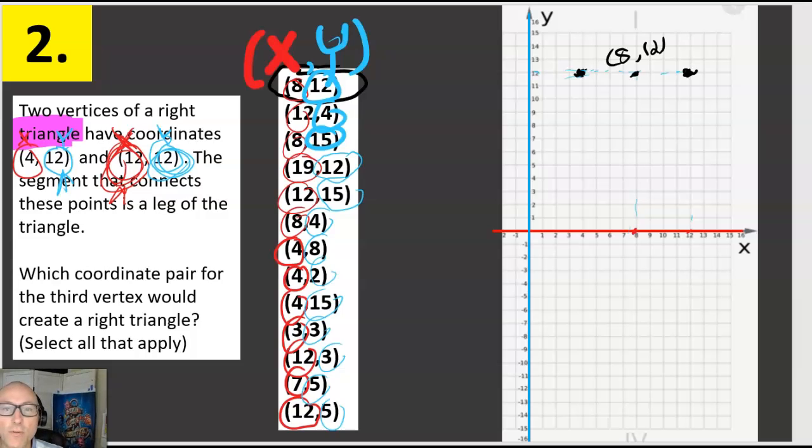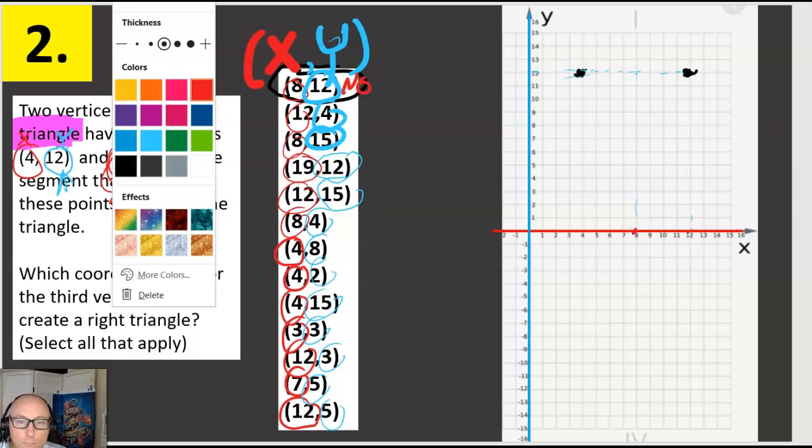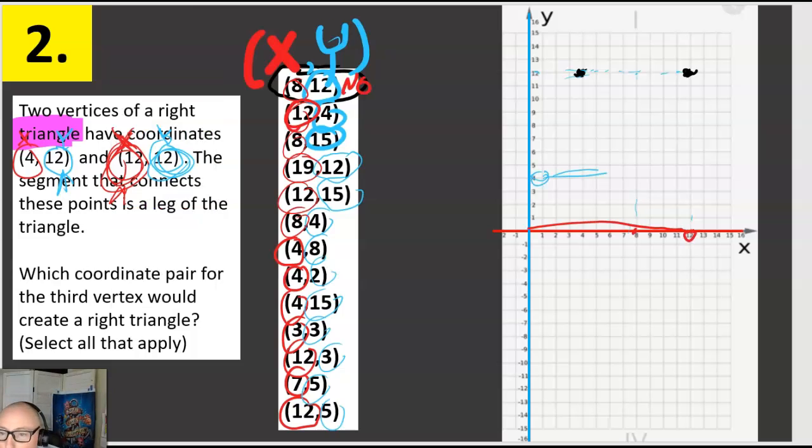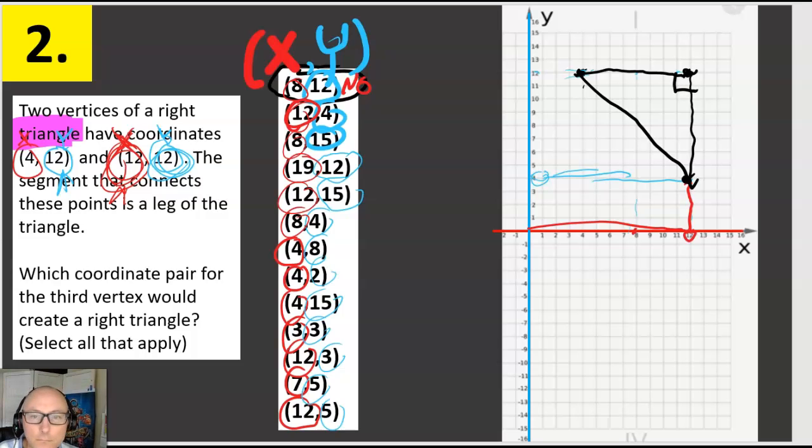Okay, does 8, 12 give us a right triangle if we connect these dots? No, that's a straight line. That's not going to work. So, no. Sorry, not that one. Okay, do these make a right triangle if we connect these dots? Oh, boom, bada bang, bada bing. Yes.